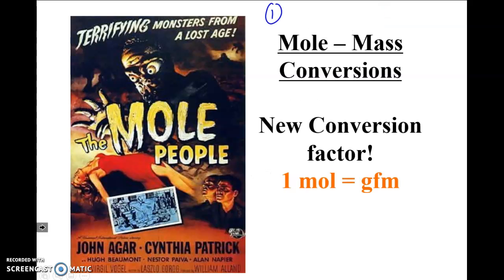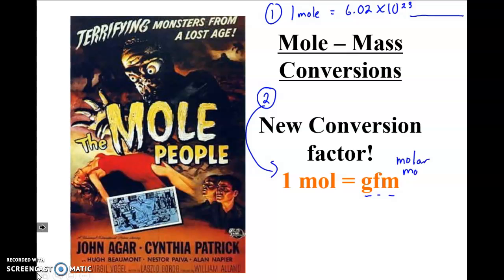Yesterday, our first conversion factor was 1 mole equals 6.02 times 10 to the 23rd representative particles. So we had atoms, molecules, ions, formula units. Our second conversion factor is right here. 1 mole equals the GFM, the gram formula mass. So we also call this molar mass, and we actually have to calculate it in order to get the conversion factor.